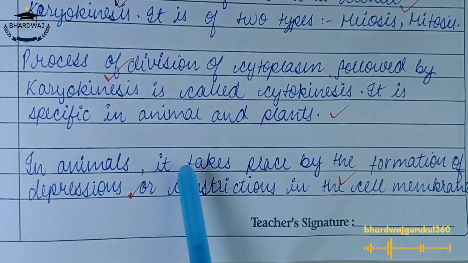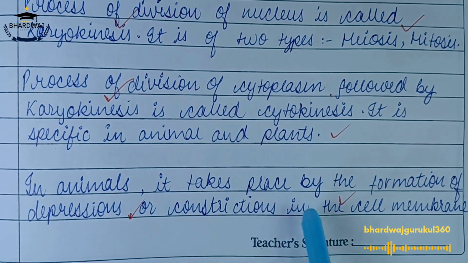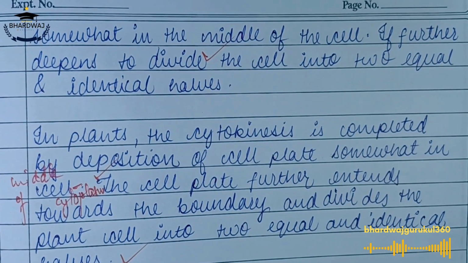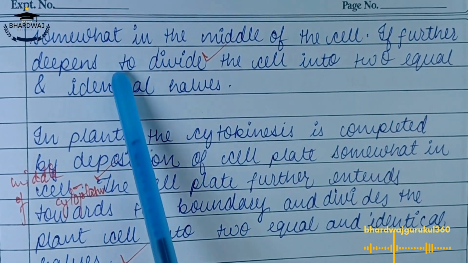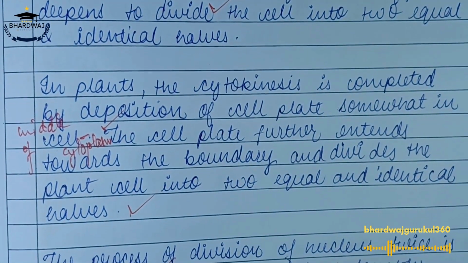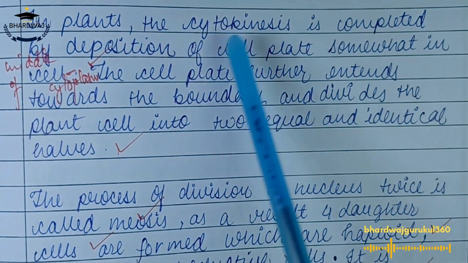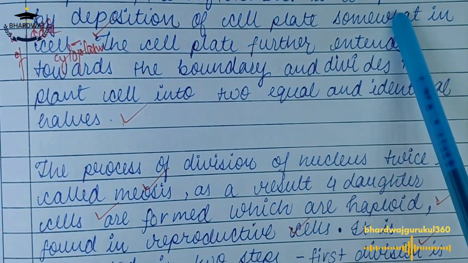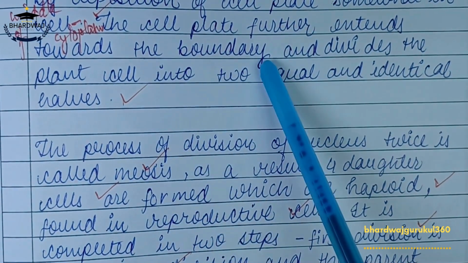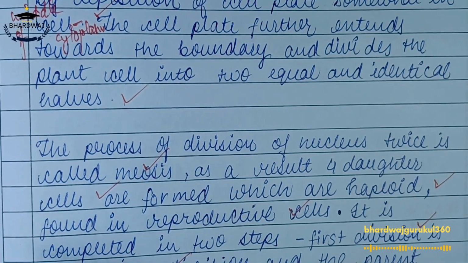In animals, it takes place by the formation of depressions or constrictions in the cell membrane somewhat in the middle of the cell. And this constriction further deepens to divide the cell into two equal and identical halves, which are referred to as daughter cells. In plants, the cytokinesis is completed by deposition of cell plates somewhat in the cell. The cell plate further extends towards the boundary and divides the plant cell into two equal and identical halves.